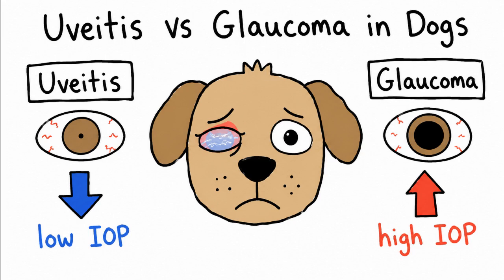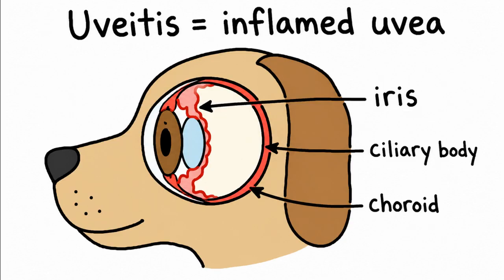Today we are going to talk about uveitis versus glaucoma in dogs, two painful, vision-threatening disorders that may both produce a red, cloudy, squinting eye but usually have opposite effects on intraocular pressure.